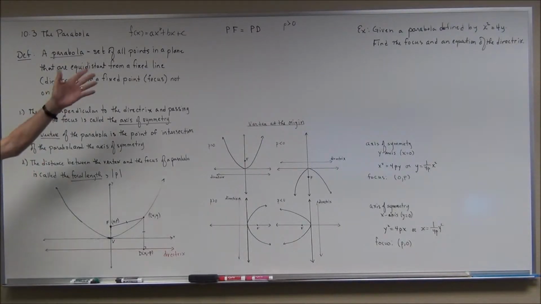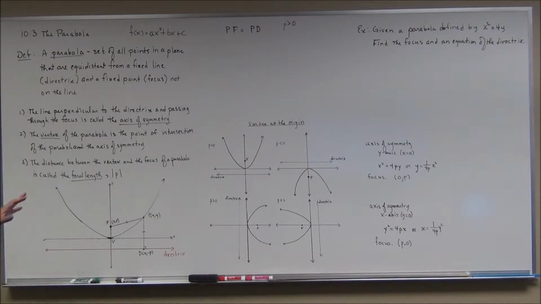You could complete the square, or you could use the opposite of b over 2a to find the x value of the vertex, and we determined if it was opening upward or if it was opening downward, and we talked about the axis of symmetry. Well, that's all good and fine, but the pure definition of a parabola is a little bit different than how it was introduced to you back in the quadratic functions.